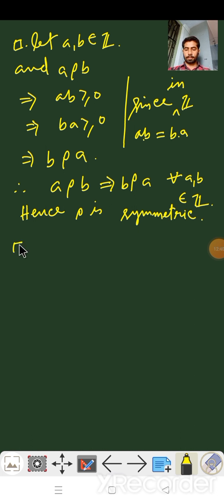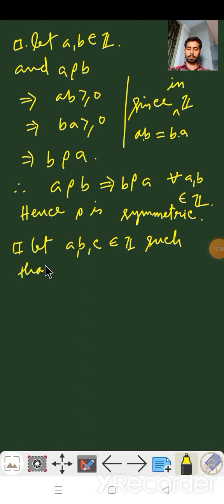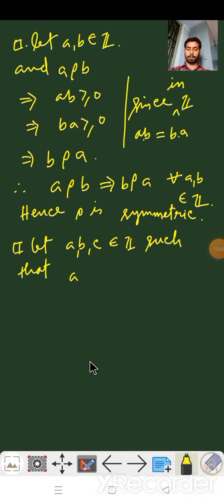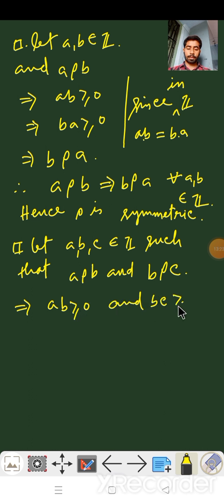To check the transitivity, let a, b, c belong to Z such that a is related to b and b is related to c, which implies that ab ≥ 0 and bc ≥ 0, but this does not imply that ac ≥ 0.